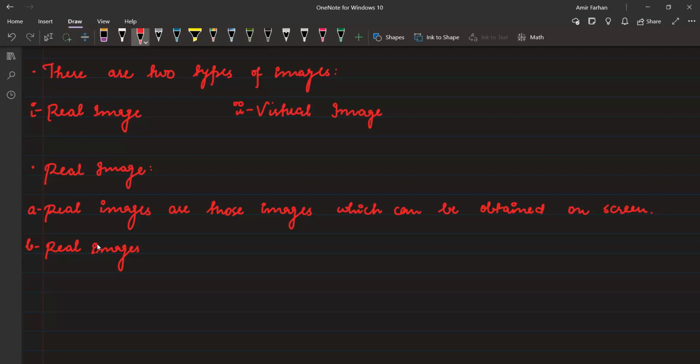These are the concepts related to images. I'm talking about one or two line concepts that can be useful to understand the concept clearly, so that you don't get confused. Okay, real images are inverted. If we talk about examples of real images, examples of real images are images formed by the human eye.